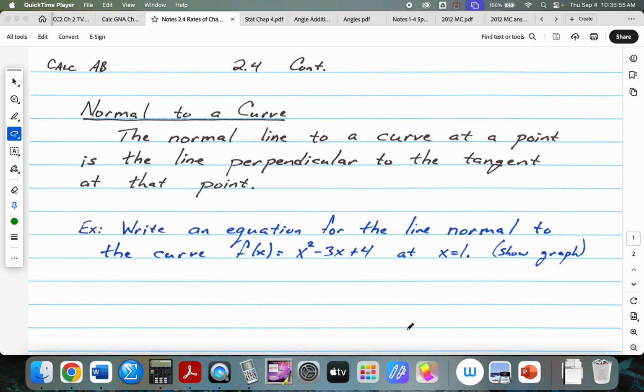Just a couple of things today. The first one is the normal to a curve. The normal line to a curve at a point is the line perpendicular to the tangent at that point.